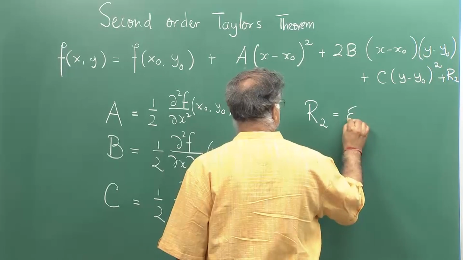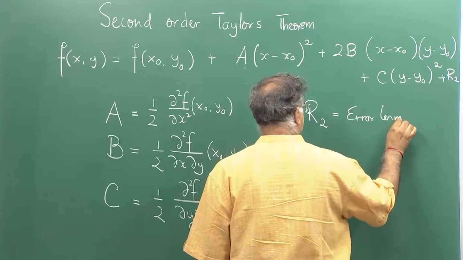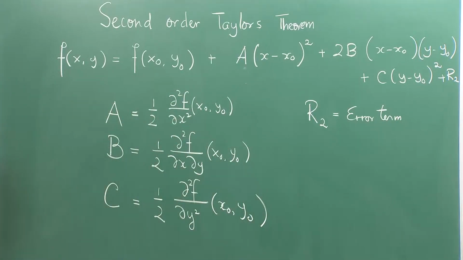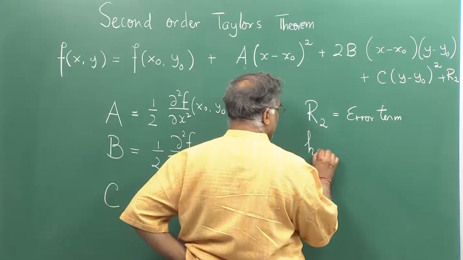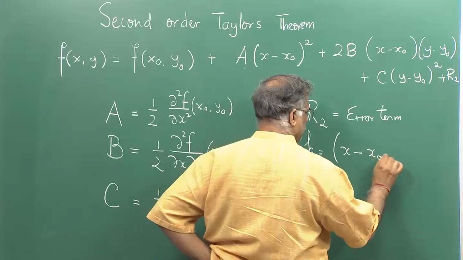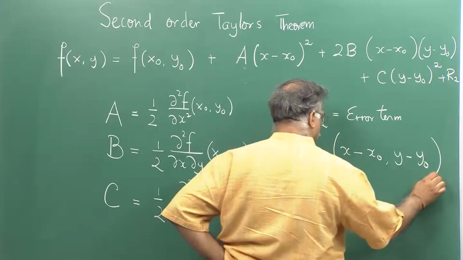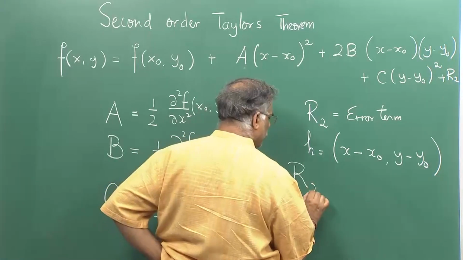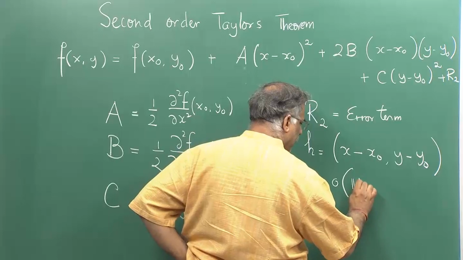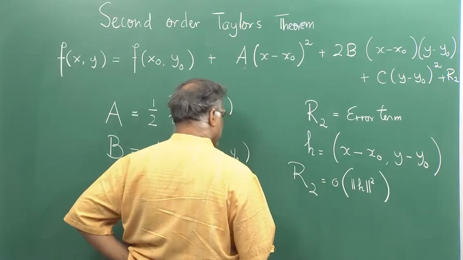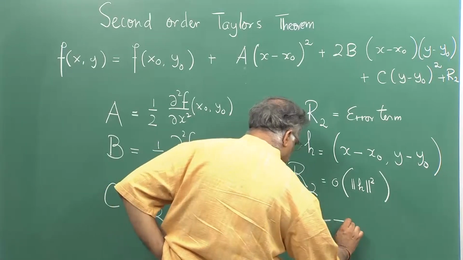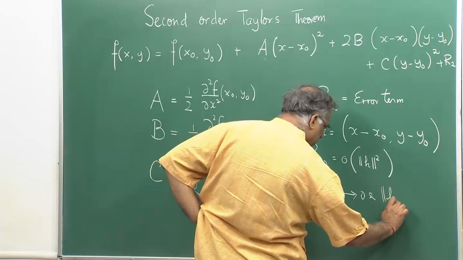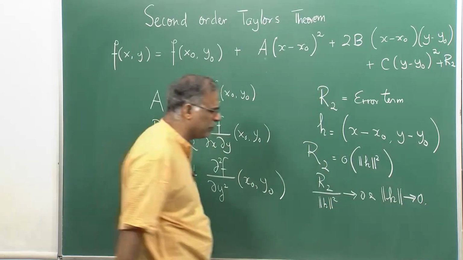R2 is the error term, so that it vanishes as xy approaches x naught y naught, much faster than xy approaches x naught y naught, which means if I write h as the vector x minus x naught and y minus y naught, R2 is actually small o of norm h whole square, which means R2 by norm of h square goes to 0 as norm of h goes to 0, or h goes to 0, whichever way you want to write.